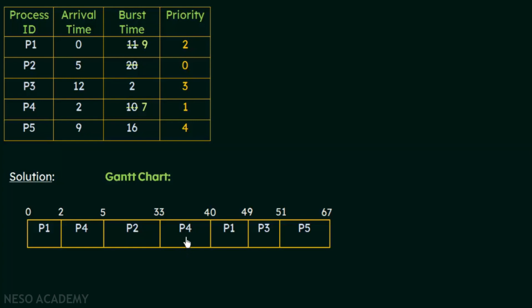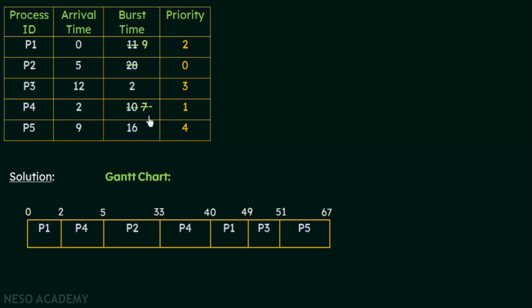So P4 gets the CPU and it is continuing its execution. So how long will P4 execute? P4 has to execute for 7 milliseconds because it has already executed 3 milliseconds before and 7 was the remaining time it has. So it will execute for 7 milliseconds. So P4 continues its execution from 33 plus 7, which is up to the 40th millisecond. Now P4 also completes its execution. So let's just cross it out.